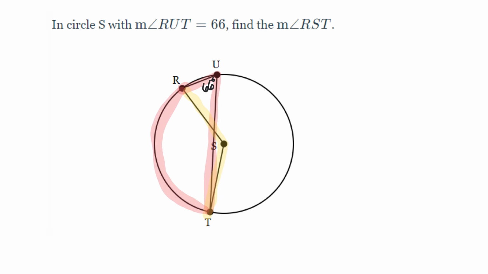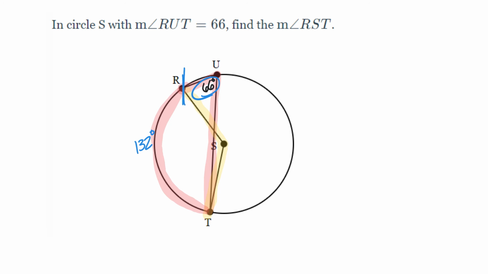But since this is an inscribed angle, not a central angle, and this angle measurement is 66 degrees, that means this arc length is going to be twice that. So we take 66 times 2, which should be 132. So we have an arc mark of 132 degrees.